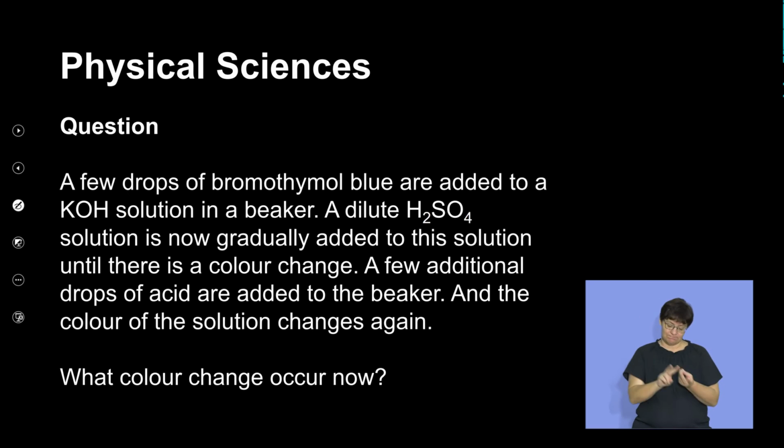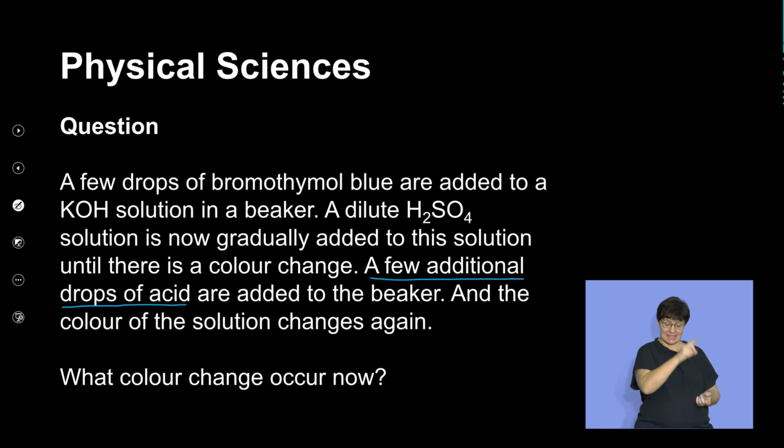Then the follow-up question says, a few additional drops of the acid. Now we're adding more and more acid into the beaker. Now the solution is already neutral, and we continue to add more acid. It means that in that container, there is more of the acid. The question says the color of the solution changes as we add additional drops of the acid into the solution. Now, what color change occurs?